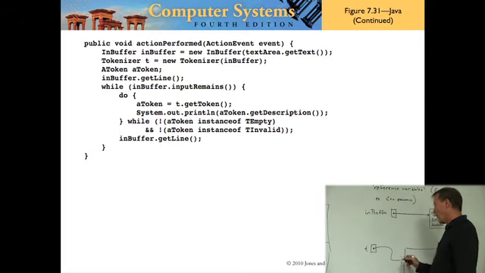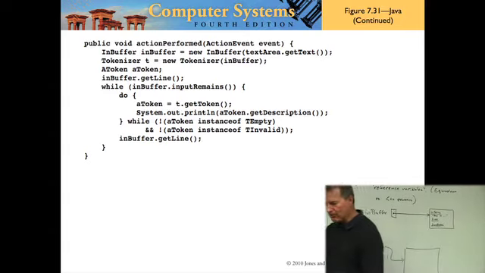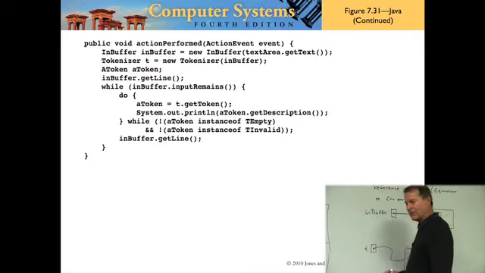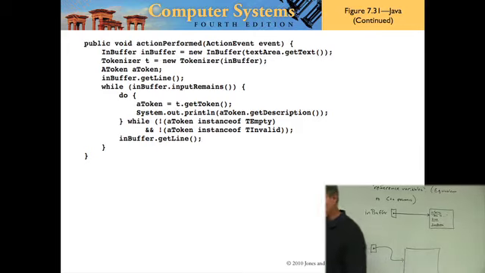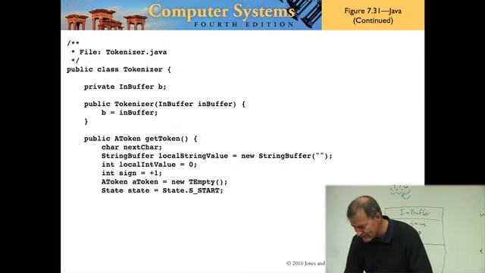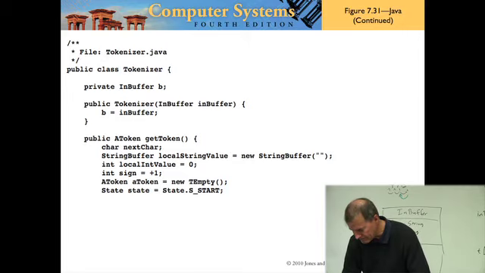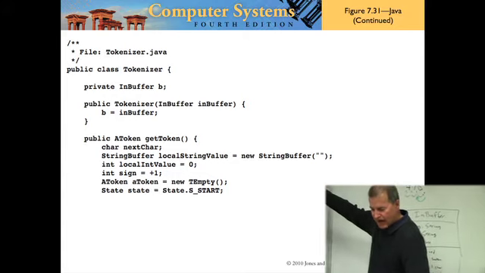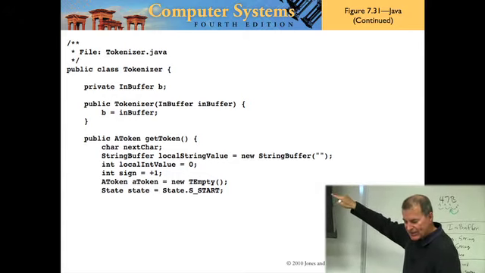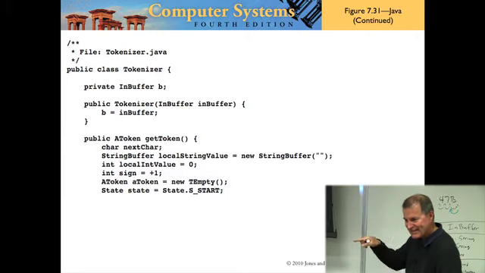But look, you guys, what is it giving the tokenizer as a parameter in its parameter list? An in buffer. Well, actually, which in buffer? It's giving it this in buffer. So let's flip over here to figure 7.31. What does the tokenizer have in it? It has a private in buffer B, and what is its constructor? B gets the in buffer that got passed.